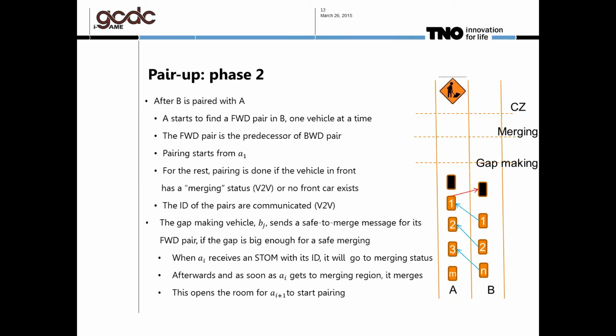Then in the second phase, the pairing is done from platoon A to platoon B. This stage is done serially, one vehicle at a time. Starting from the lead vehicle in platoon A, it starts to find a partner in platoon B. When the gap is big enough for a safe merging, the car in platoon A goes into merging status. Then it opens the floor for the car following it to start negotiation and making the gap, and this goes to the end of platoon A.